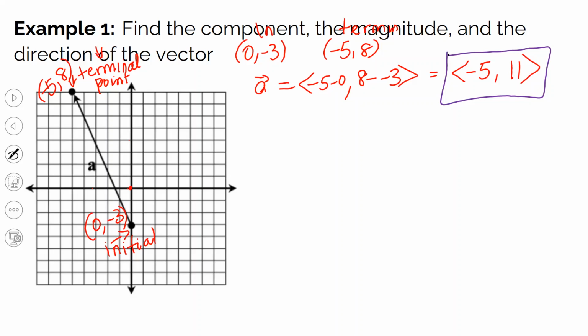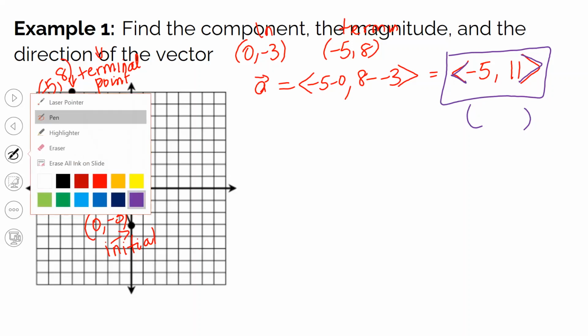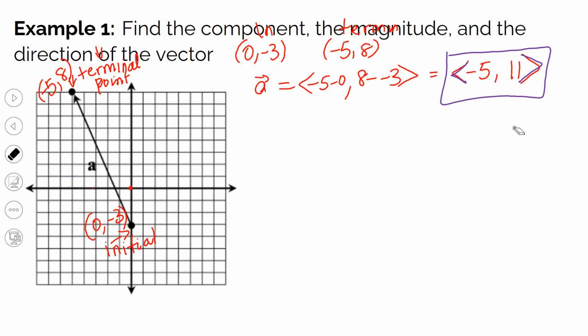We use this symbol to differentiate vectors from just a coordinate point. That's why we are not using something like this, because math is already confusing, so there's no point confusing ourselves more. So we don't want to use this parenthesis.